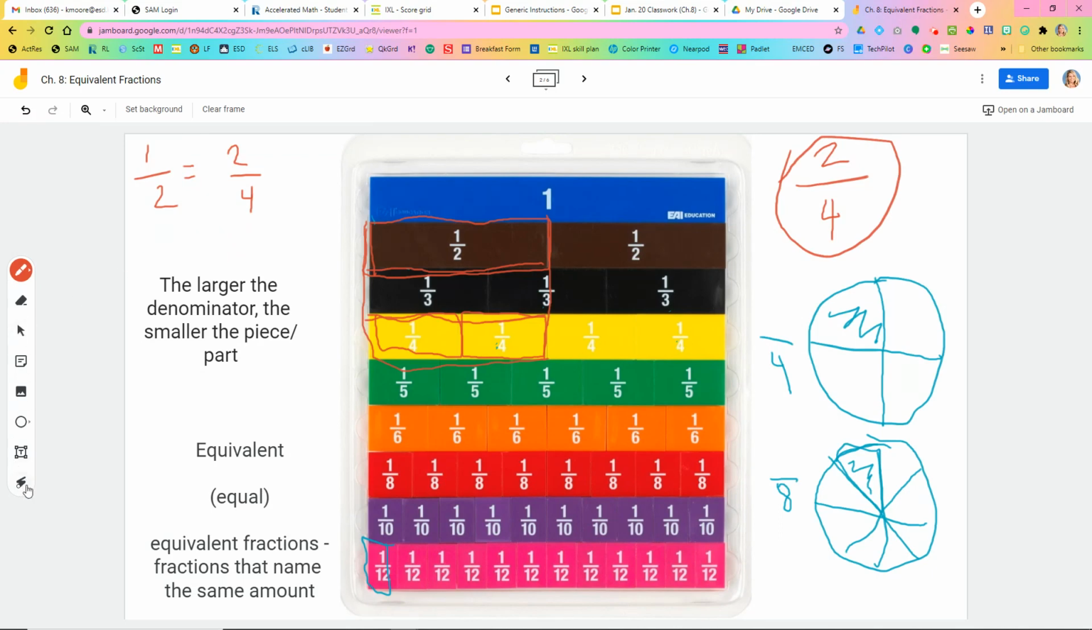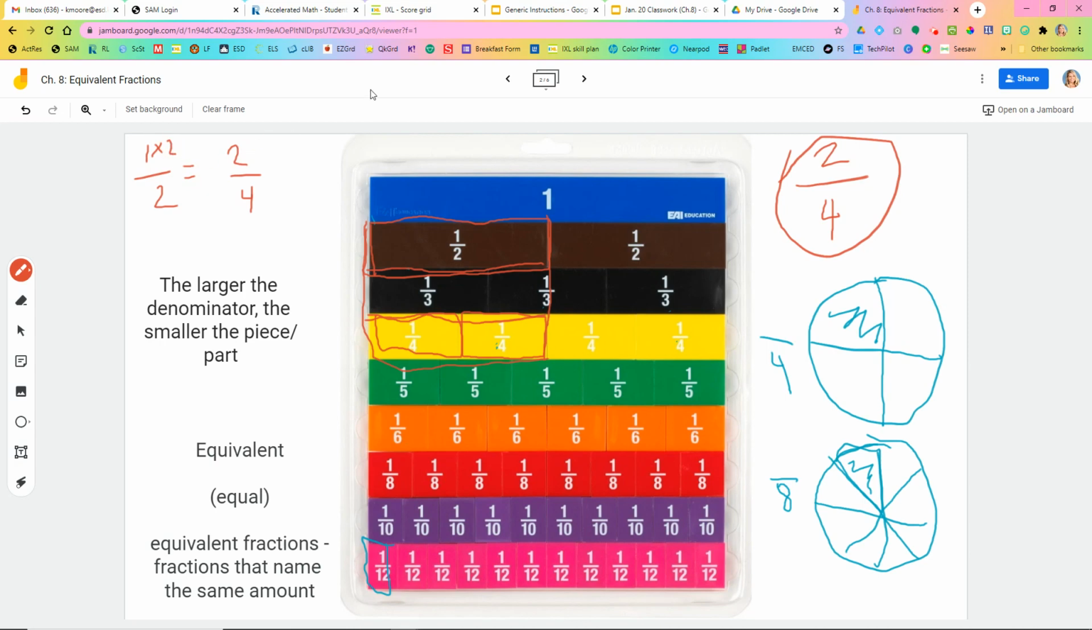And how we do that is we take a look at the numerators and the denominators, and we look at the relationship between the two. So thinking multiplication wise, how could 1 turn into 2? I could say 1 times 2.